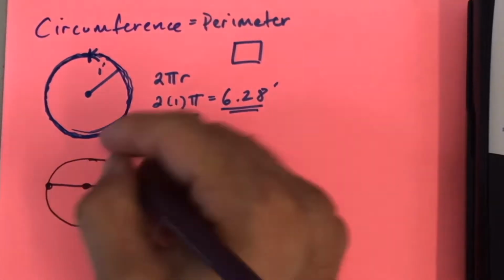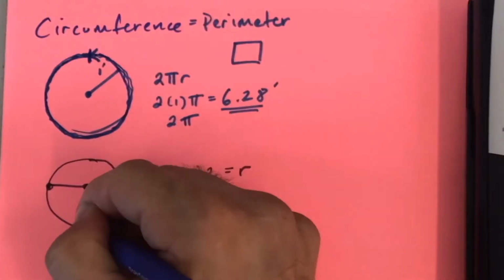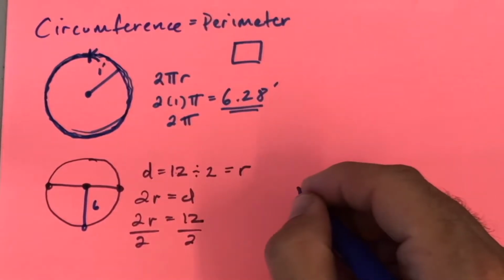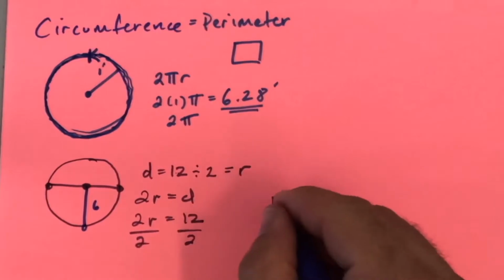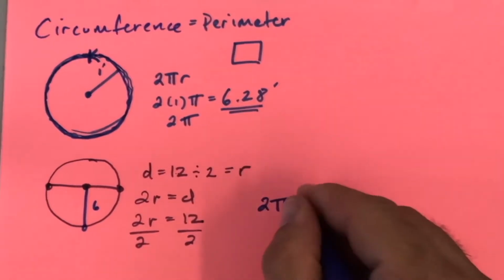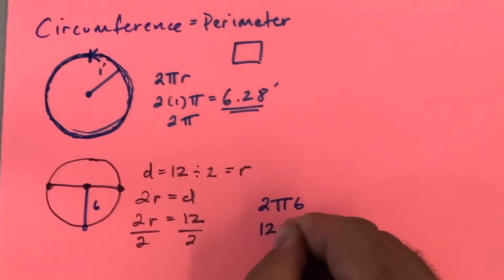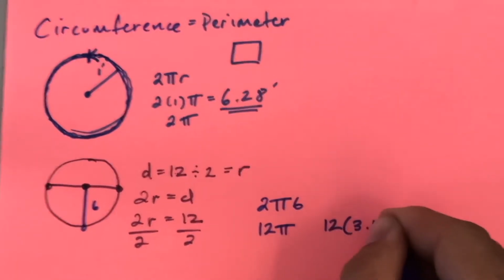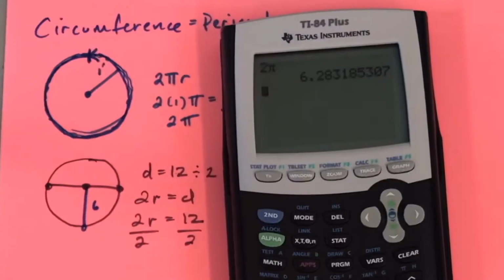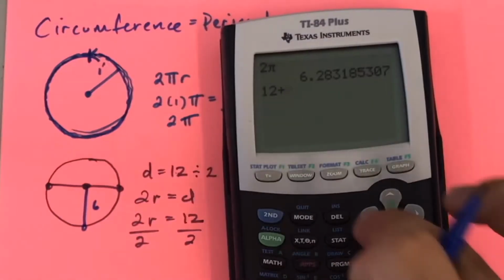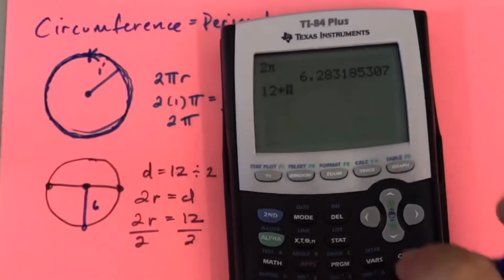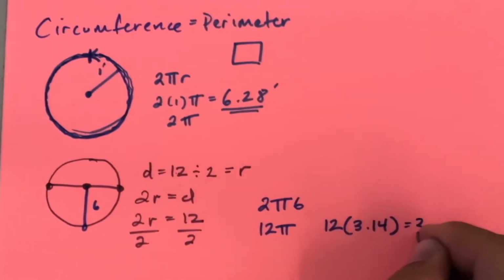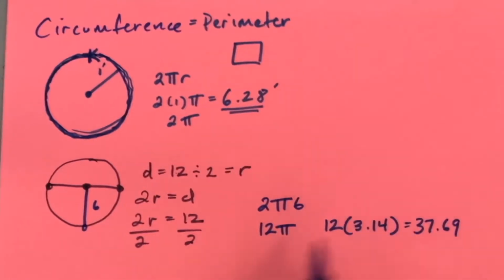So here my radius is 6. And now in order to solve for what my circumference is, I would do 2 times 6, or 12 pi. And if I put that in my calculator, 12 times 3.14, or 12 times pi, I would get 37.69. Now, understand what we did there.